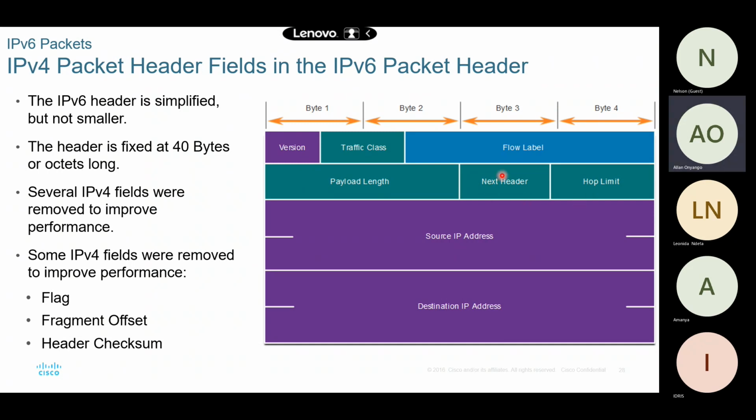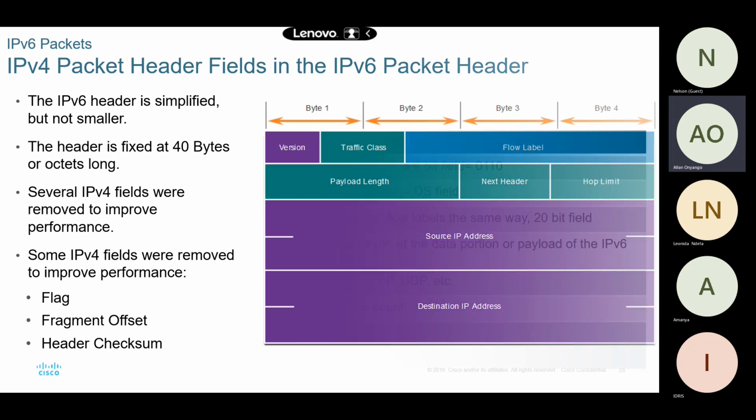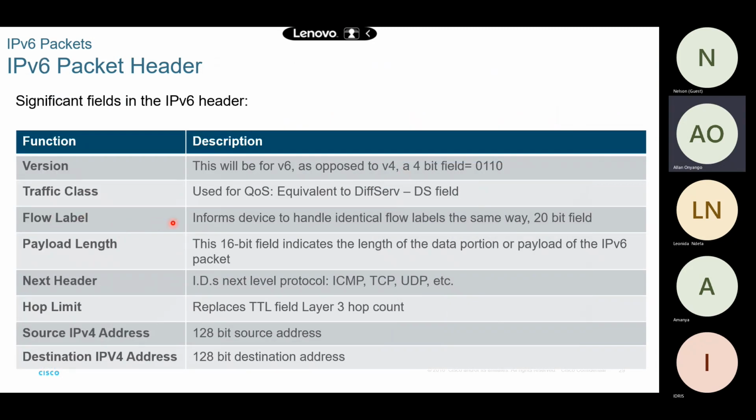Next header was actually the protocol. The next protocol layer can be a TCP or UDP. The next header is like the protocol in IPv4. Hop limit, like I said, is the time to live. Payload length is like the total length of the packet. The only field that has been introduced here after all the others were removed is what's called the flow label. The function of the flow label is basically informing the device to handle any identical flow labels the same way. But the rest are the same.